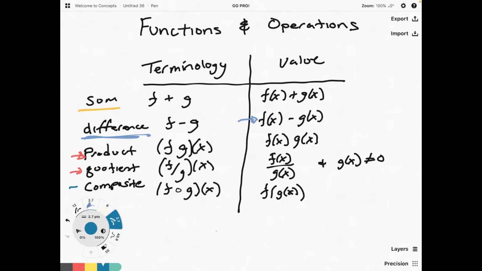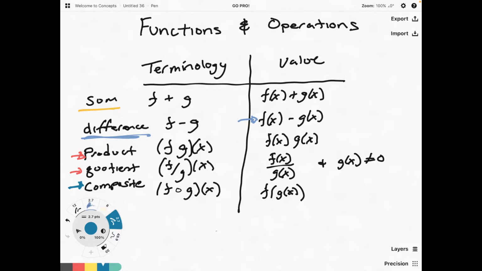The last terminology that we see here is composites. A composite essentially is saying you're taking a function and inputting that function into another function. And the composite is represented by a circle between two functions. So you have the function f composite the function g with respect to x. And so again, you're going to take the function f, and rather than having it with respect to x, you're going to take it with respect to the function g with respect to x.